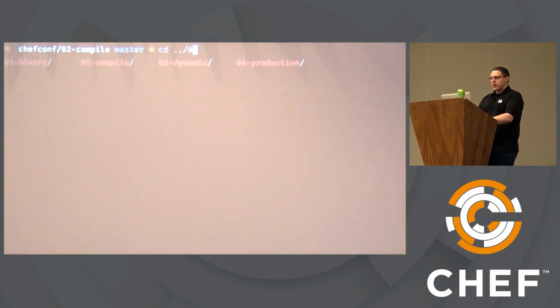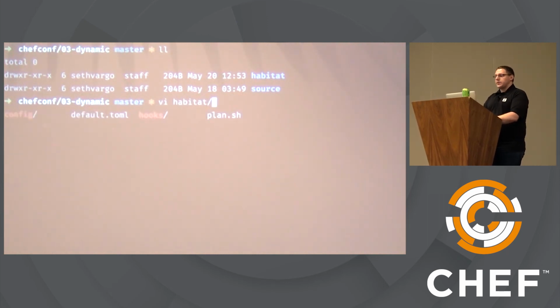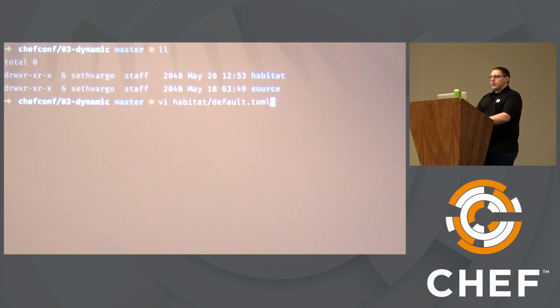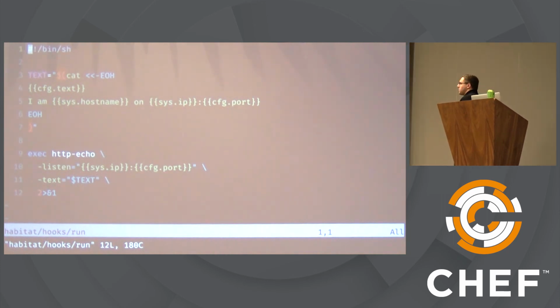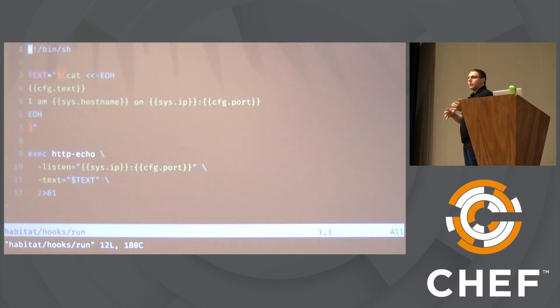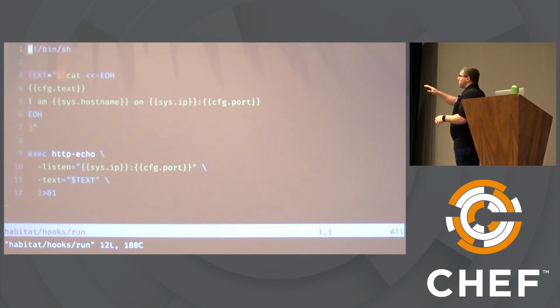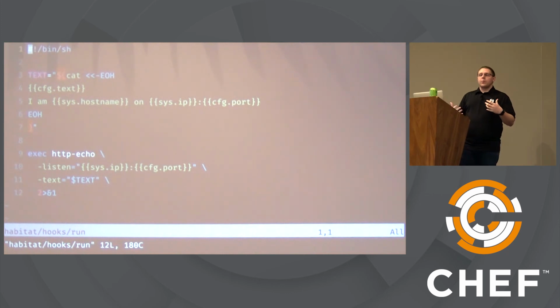So go up a directory to dynamic. And in here, I have the same source, the same Habitat directory, but there's a few differences inside this Habitat directory. The first is in the run hook. The run hook, solely for demonstration purposes, has added a new line. So instead of just rendering the config that comes from the default TOML file, it's also printing out its hostname, its IP, and the port that it's running on. And that'll become important because when we put this thing behind a load balancer, we want to actually be able to see that we're hitting different endpoints.